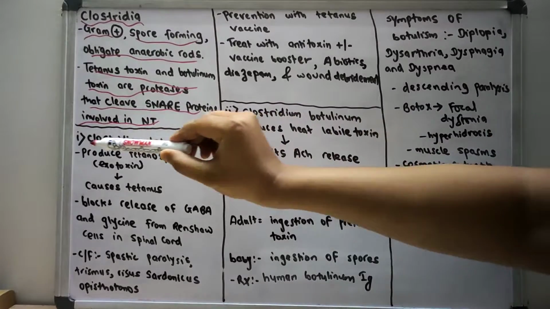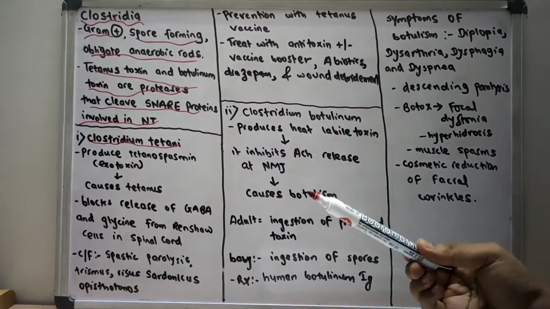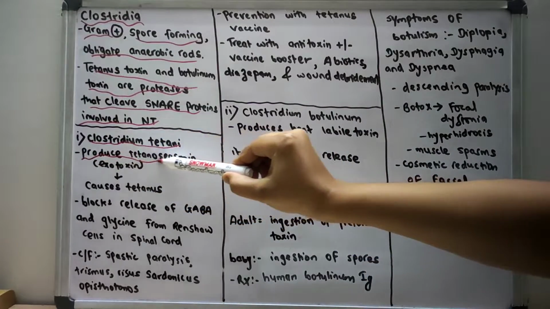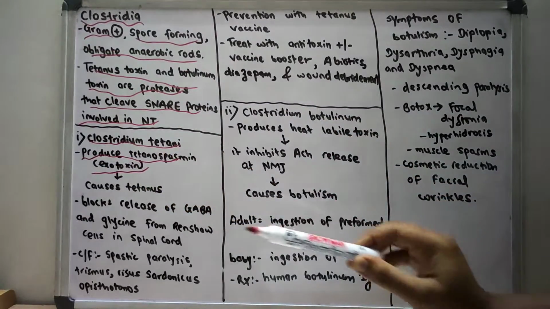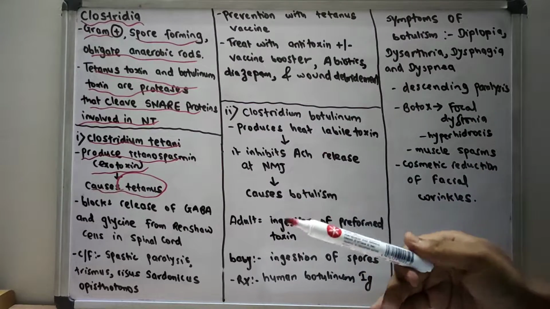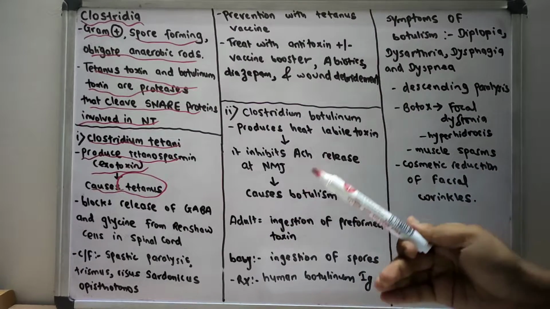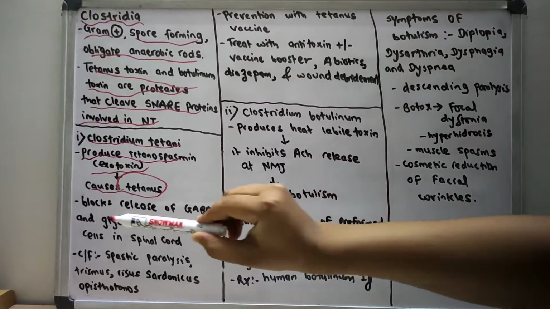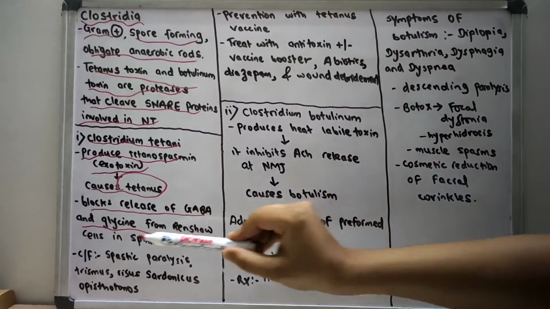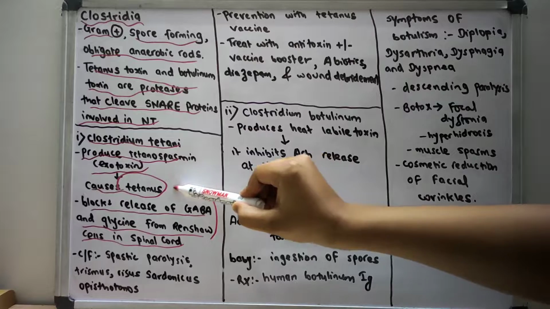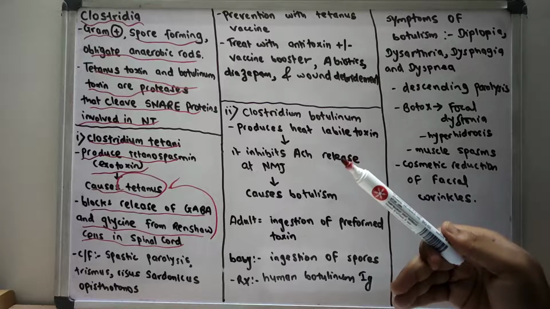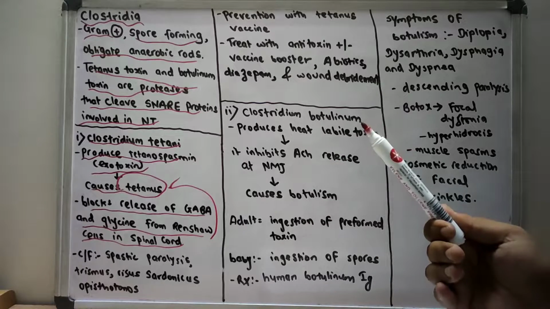First of all, let us discuss Clostridium tetani. Clostridium tetani produces tetanospasmin. Tetanospasmin is an exotoxin. It causes the disease tetanus. So let us discuss the mechanism of how tetanospasmin causes tetanus. Tetanospasmin blocks the release of GABA and glycine from the Renshaw cell in the spinal cord, and it predisposes to tetanus. What are the various clinical features of tetanus then?